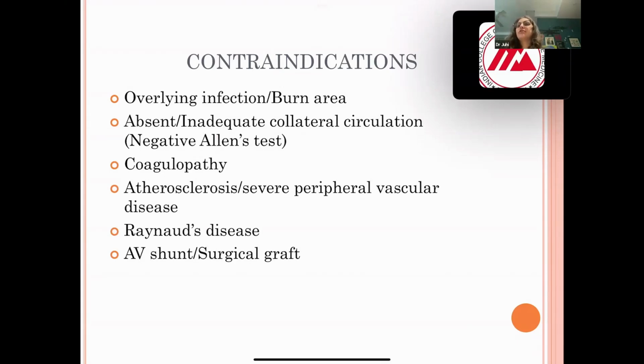Contraindications, when not to do the ABG. Whatever site you've chosen, if there's an overlying infection, there's some burn, there's absent or inadequate collateral ulnar circulation, that is the negative Allen test. This I'll tell you in detail in a subsequent slide. Coagulopathy, if the patient is bleeding, if the platelet count is very low, risk of bleeding is very high. Atherosclerosis, severe peripheral vascular disease, Raynaud's disease, or there is a fistula or a surgical graft on the same area.